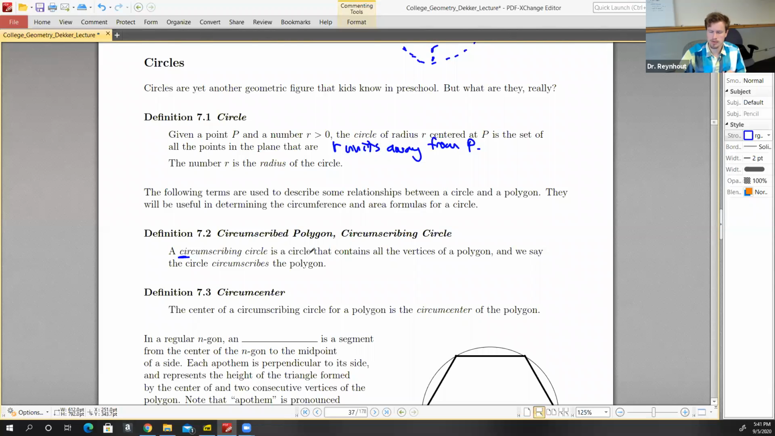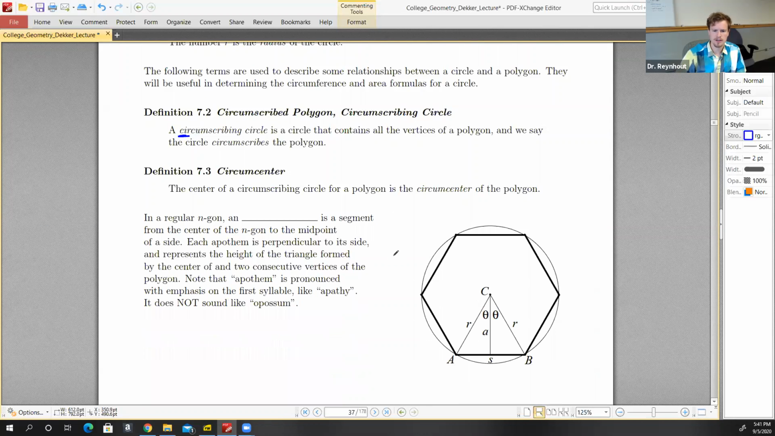So if you want to see an example of that, we've got a quick example right here with this hexagon. So here's a hexagon. So this is a regular polygon, six-sided. It's a hexagon, right? We've got a circle that contains all of the vertices of the hexagon. So this would be a circumscribing circle that circumscribes the polygon.